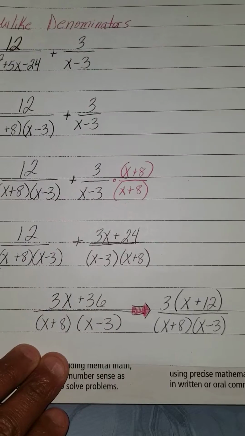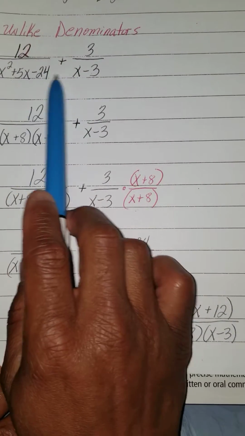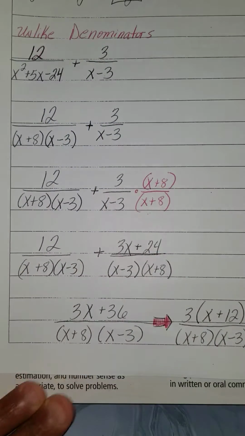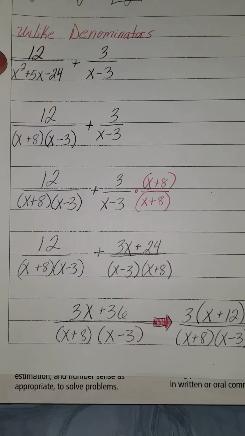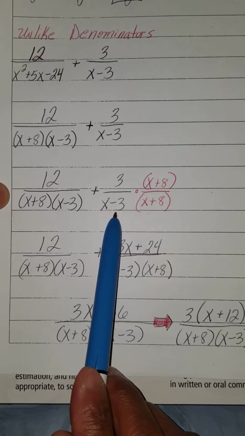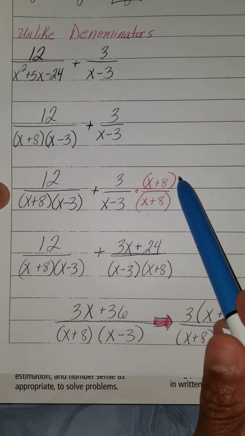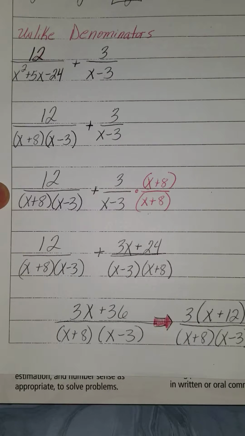So here we are, guys. We started off with trying to add 2 rational functions with unlike denominators. In doing so, we factored out as much as possible in the numerator and the denominator. In this case, we only had to factor out the denominator of one of the rational expressions. We recognize in this step that this denominator does not have an x plus 8. So in order to get it, we must multiply by what it does not have over itself: x plus 8 divided by x plus 8.